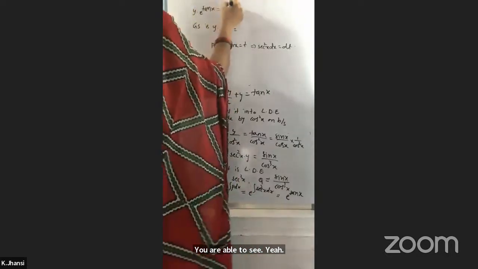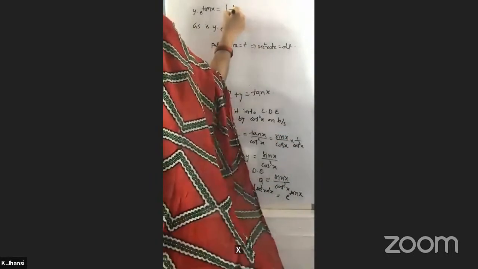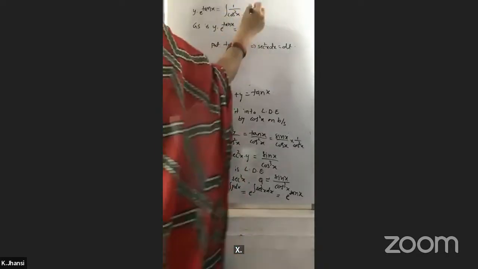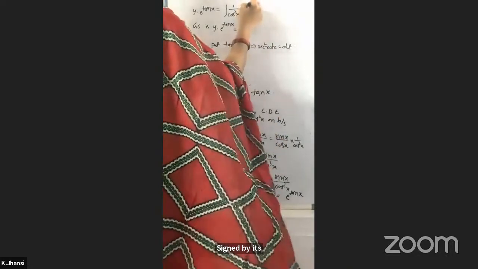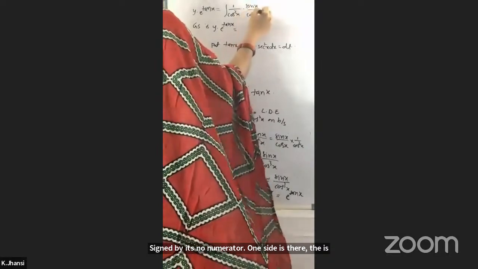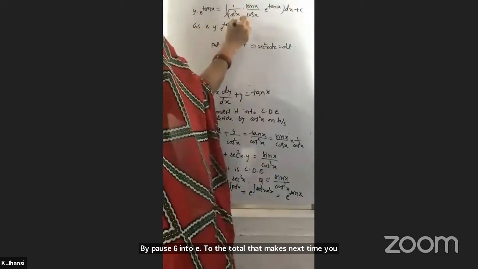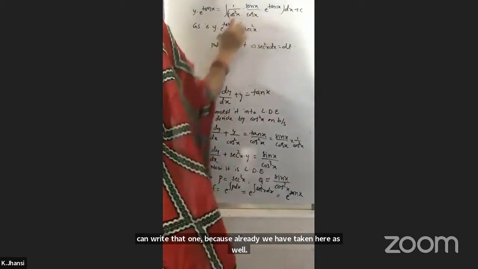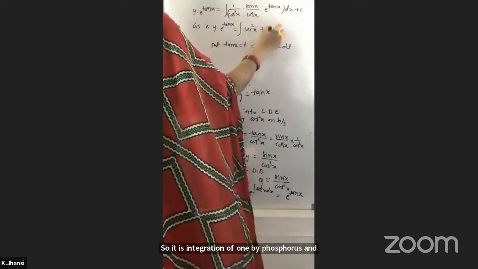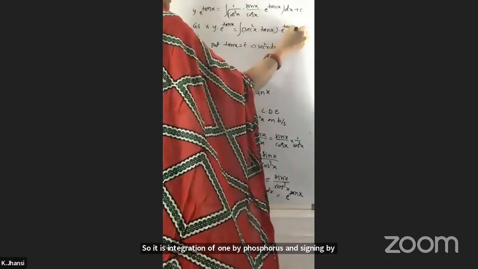Q is what? Sin x by cos cube x. You write it as 1 by cos square x into sin x by cos x, no? In the numerator one sin is there, in the denominator one cos is there. That is sin x by cos x into e to the power of tan x. Next step you can write that one because we have already taken it. So it is integration of 1 by cos square x, that is secant square x, and sin x by cos x is tan x, into e to the power of tan x dx plus c.